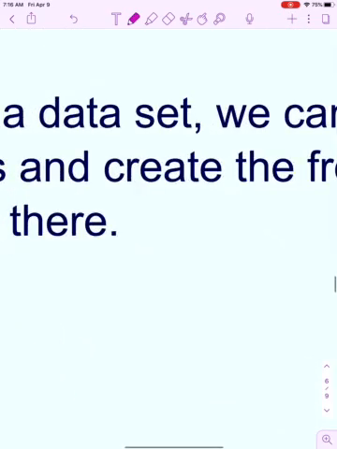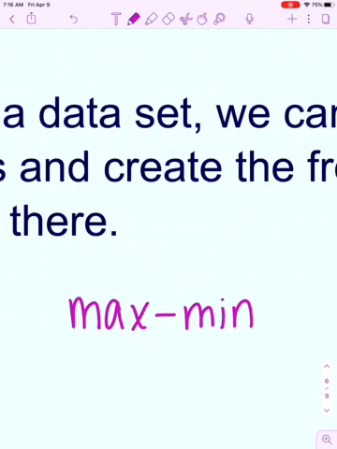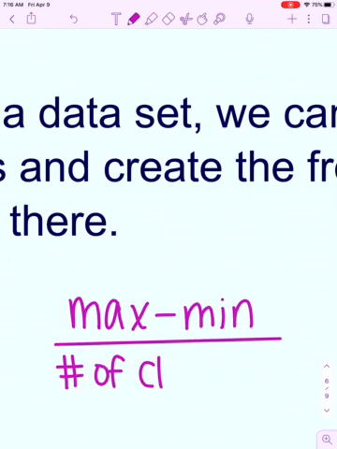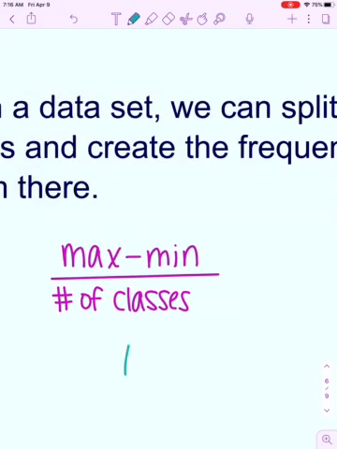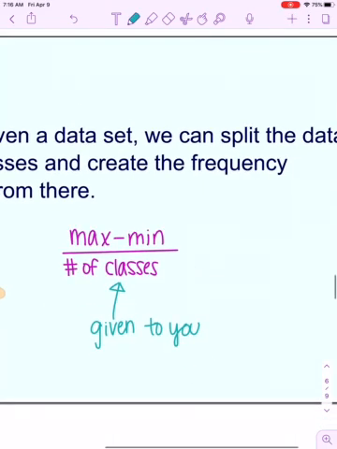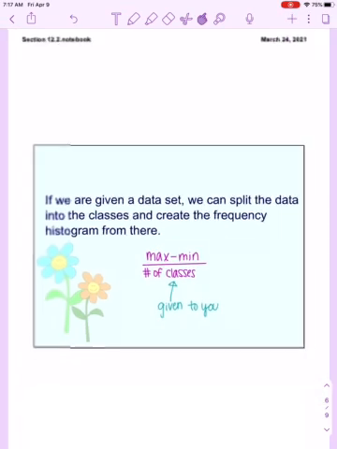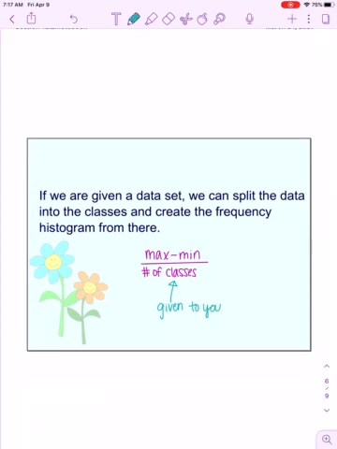So the way that you find your classes is you take the maximum number, so your biggest number, subtract your smallest number, your minimum, and then divide it by the number of classes. This number of classes will be given to you. You'll be told how many groups to split it up into, okay? You just have to find the maximum and the minimum, and then I'll tell you how many classes to split it up into. And then you always round up, okay?